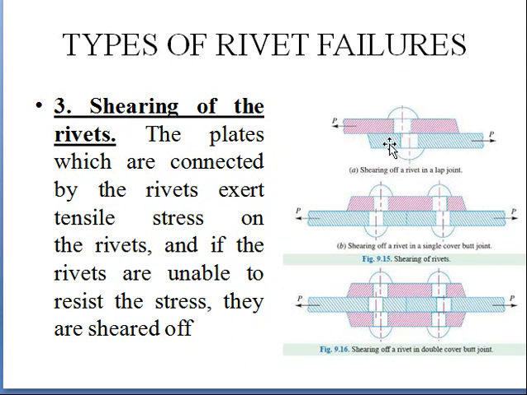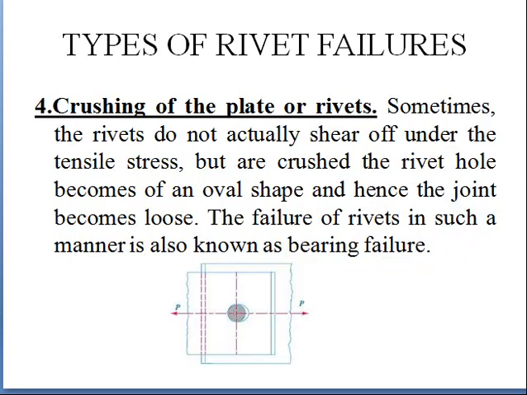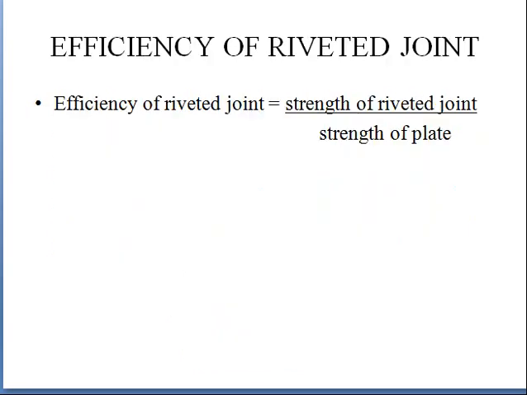So this is the lap joint, and this is a butt joint. This is also a butt joint. This is a lap joint. This is a single strap butt joint, and this is a double strap butt joint. So these are the different types of butt joints. Next one is crushing. Crushing is the rivet coming out from the plates.